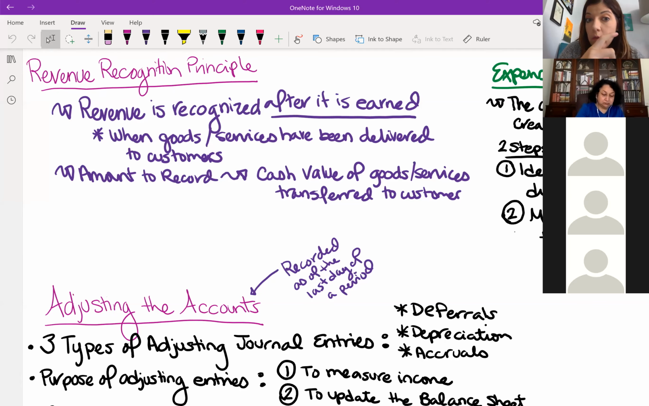That dollar that you're paying plus tax, but we'll get to that later, that dollar that you're paying is the agreed upon sales price, the cash value of that good that's been transferred from Target to you, the customer.